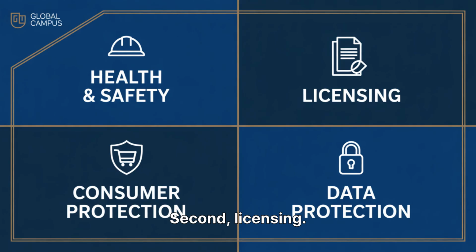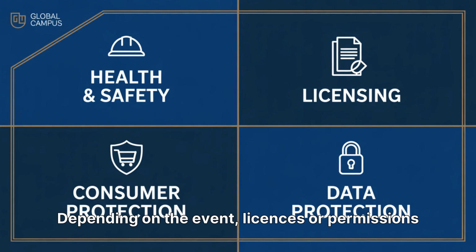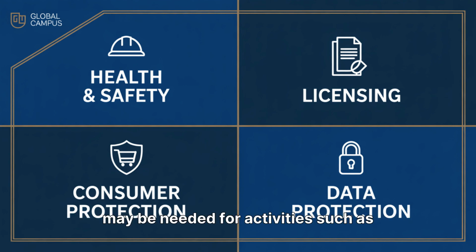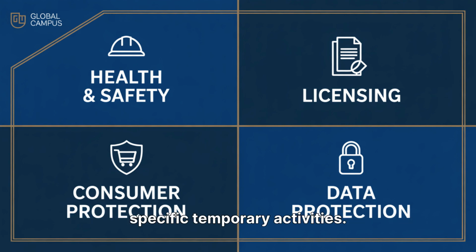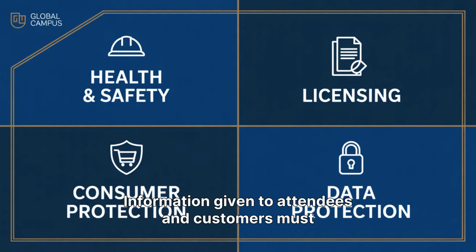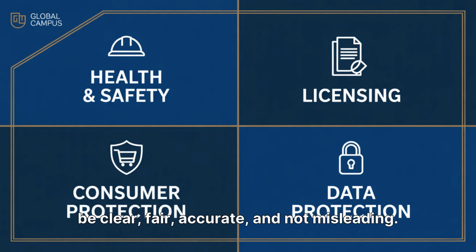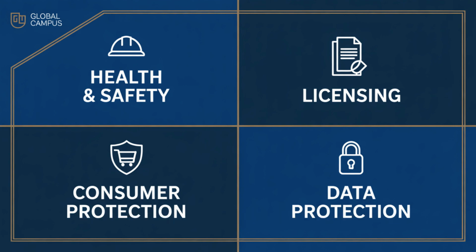Second, licensing. Depending on the event, licenses or permissions may be needed for activities such as alcohol sales, certain forms of entertainment, or specific temporary activities. Third, consumer protection. Information given to attendees and customers must be clear, fair, accurate, and not misleading.